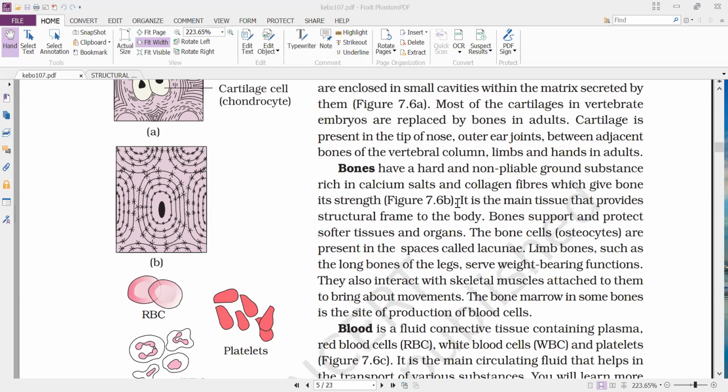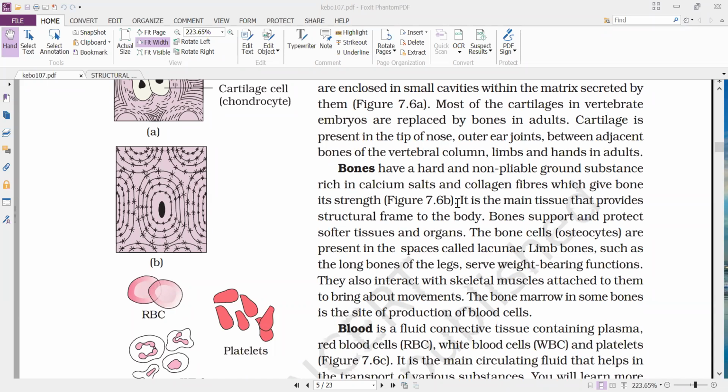Next, the limb bones, such as the long bones of the legs, serve weight bearing functions. That means the long bones, especially the bones of the posterior limb, that is the legs, help in bearing the weight of the body.